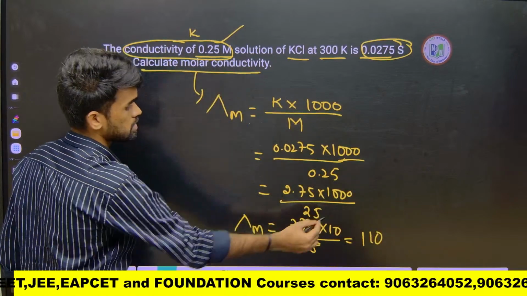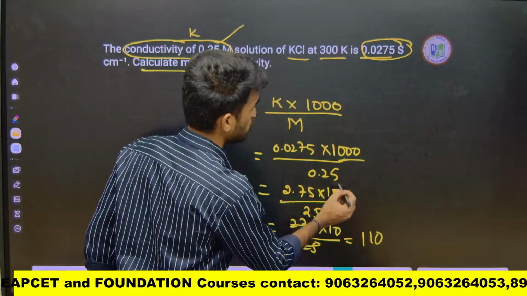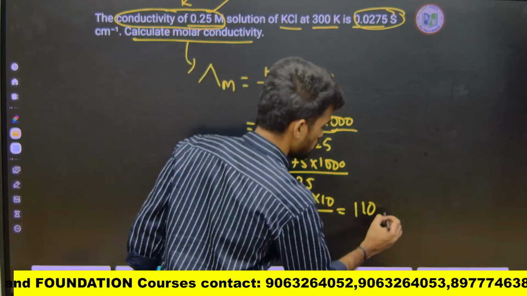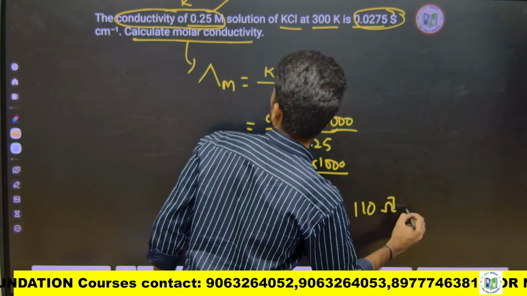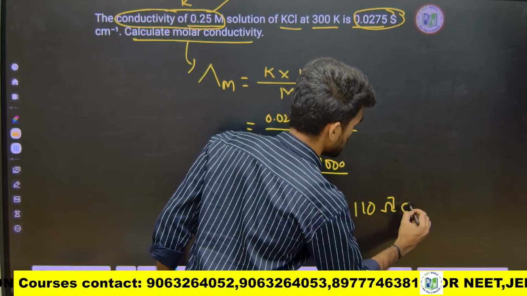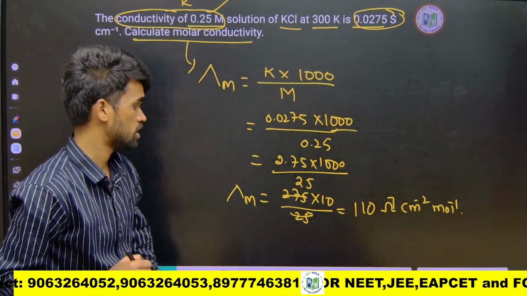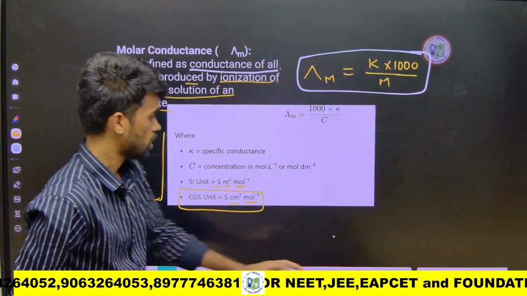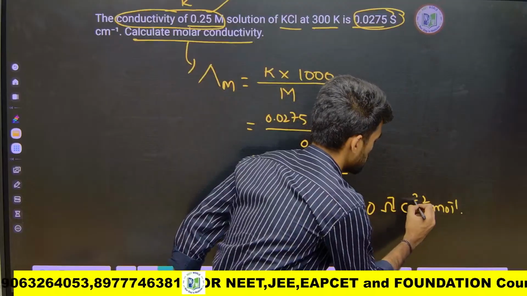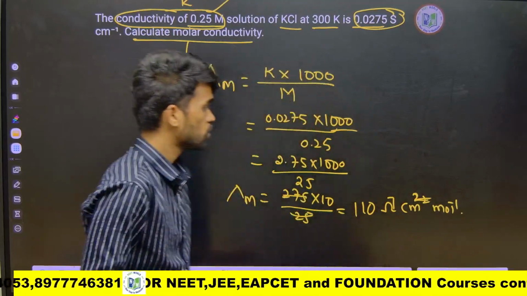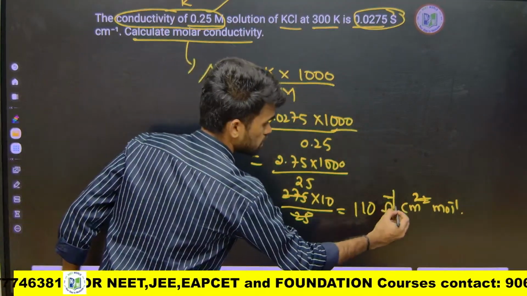Yes. So this is a value. So 110. So what is the units here we can say? Ohm inverse, next is centimeter square and mole inverse, like this. Okay, this is your answer. Based on this, I have written this. Okay, hope it is clear. So here it is inverse.